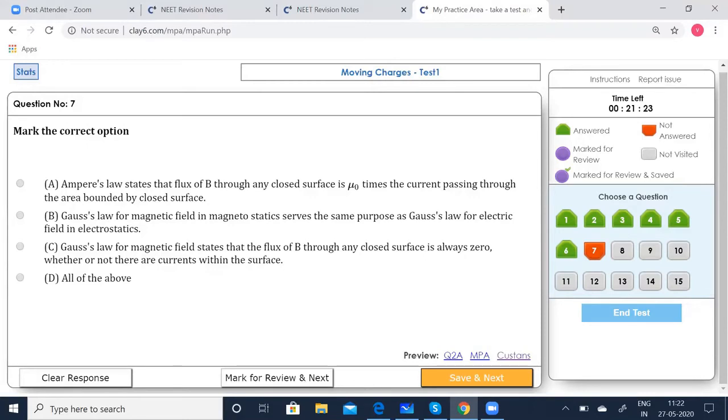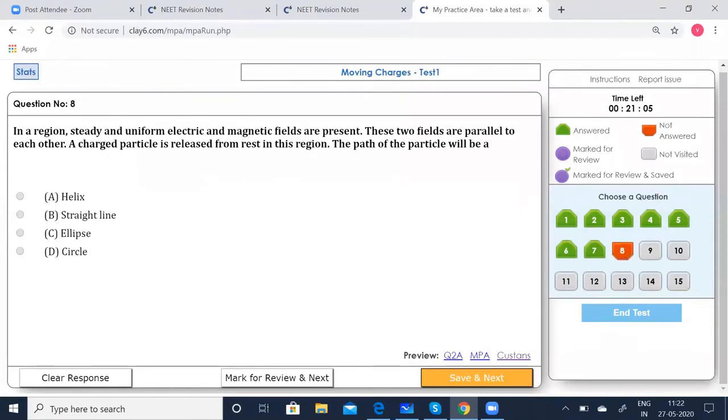And the third statement says Gauss's law for magnetic field states that the flux of B through any closed surface is zero. So whatever statement is true for electrostatics is going to be true for Gauss's law for magnetic field also. So all of the above is correct. So click that, go to the next.